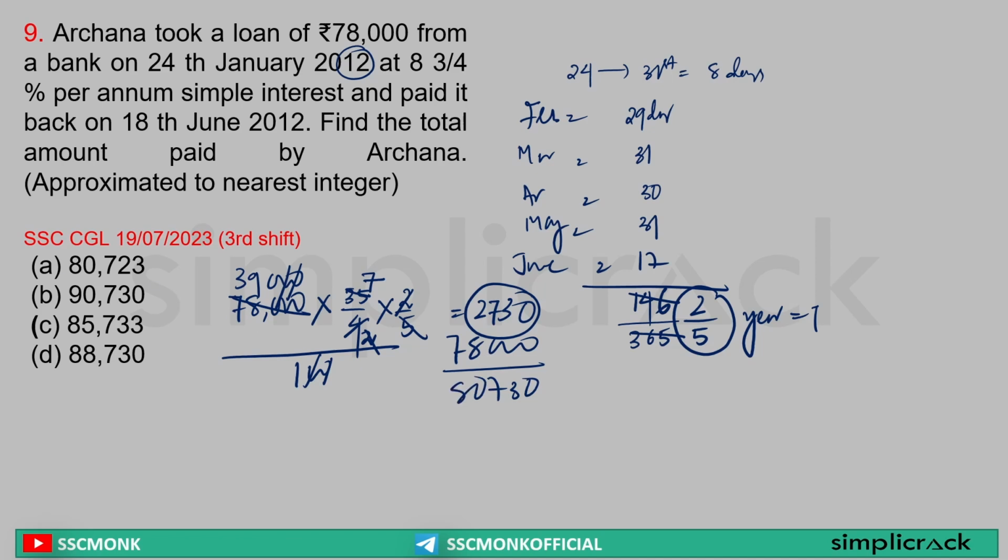Now you will get confused, sir, what is happening here? It is asking about approximate to nearest integer. See, in all these options, what is the nearest integer to 80,730? Option A. So option A is the right answer.